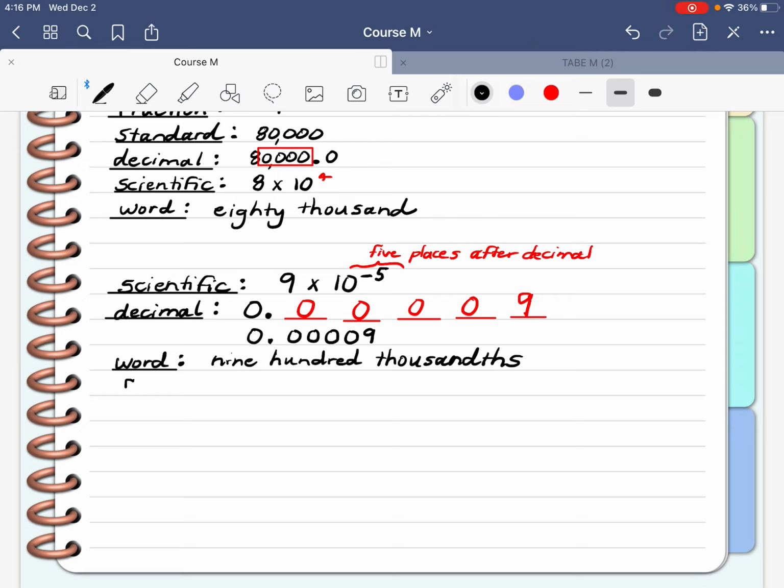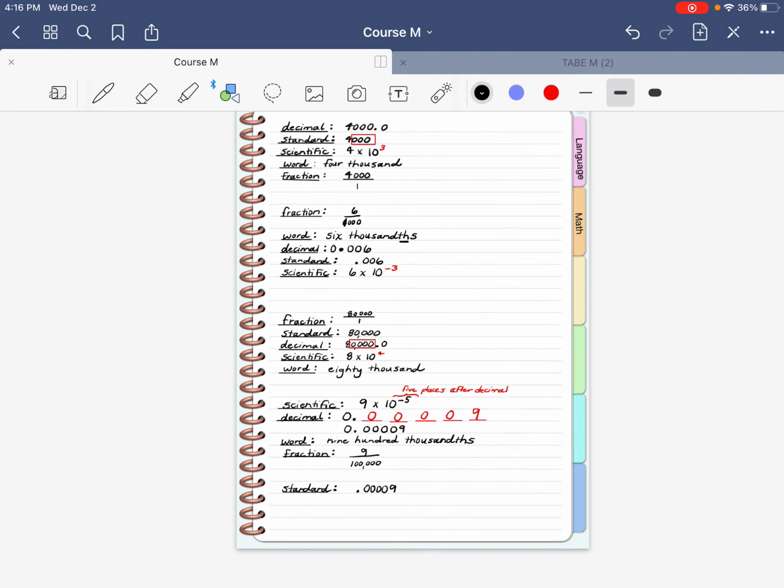And so fraction I can get from my word form. 9 in the 100 thousandths place. And standard is the one, remember, standard takes away all the extra stuff. So in that decimal I can leave off the leader, but I cannot leave off anything else. So there is standard form. So any form that you're given, you can start with any of them and find the other 4 if you practice and know what you're doing.